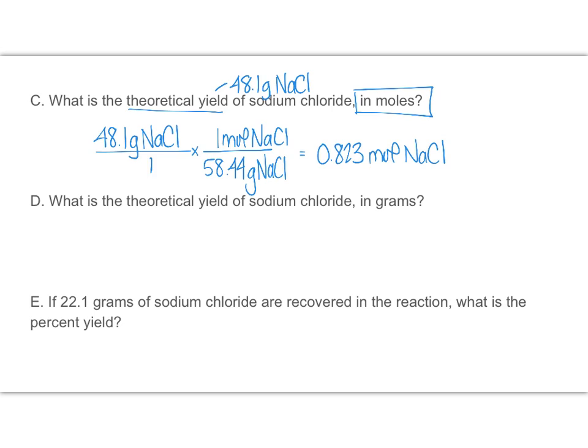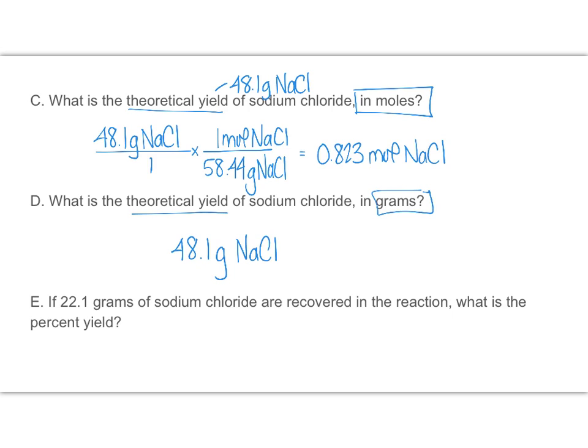Now, part D asks for the theoretical yield of sodium chloride in grams. We like this because we already calculated it. I can just write it down, 48.1 grams of NaCl. Again, I got that by looking at my limiting reactant on the last slide.